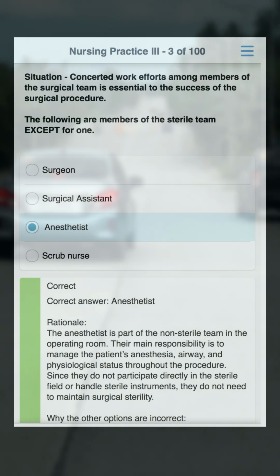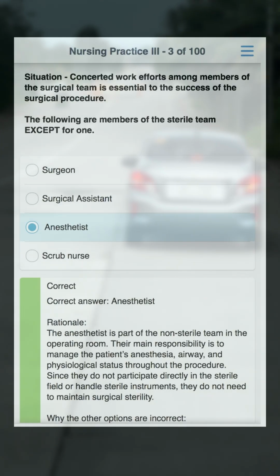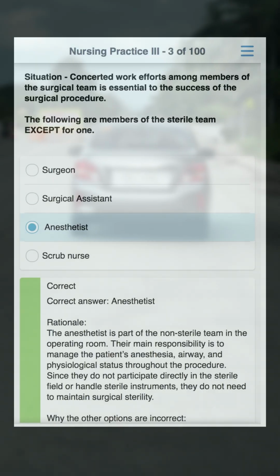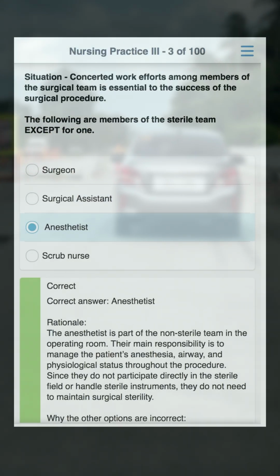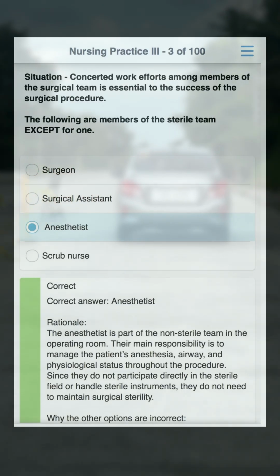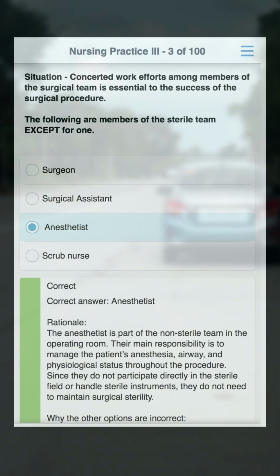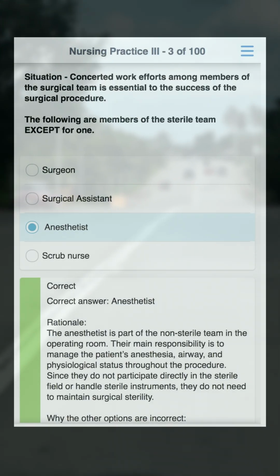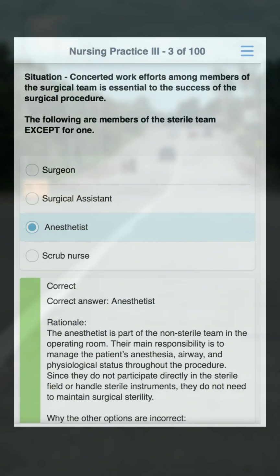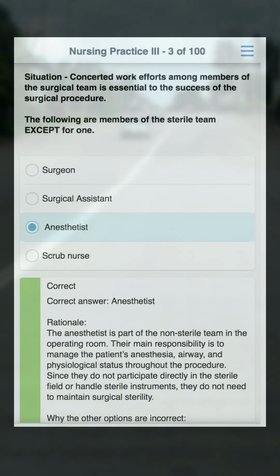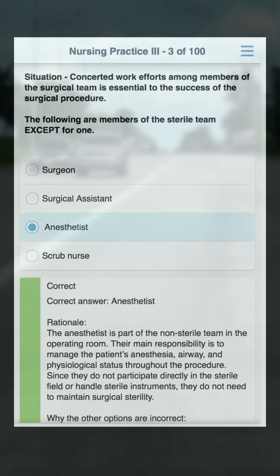Now let us discuss an important point. The question specifically asks who is not a member of the sterile team. It does not ask who is not a member of the surgical team, because the anesthetist is absolutely a member of the surgical team. The anesthetist is simply not part of the sterile team. This difference in wording is very important. In the board exam, watch out for words like sterile team, non-sterile team, surgical team, and sterile field. These terms are not interchangeable.